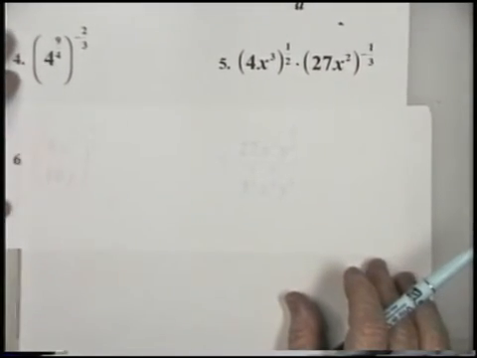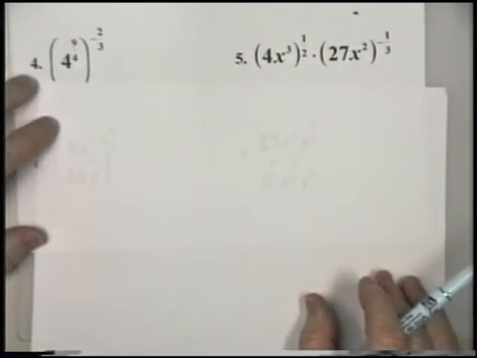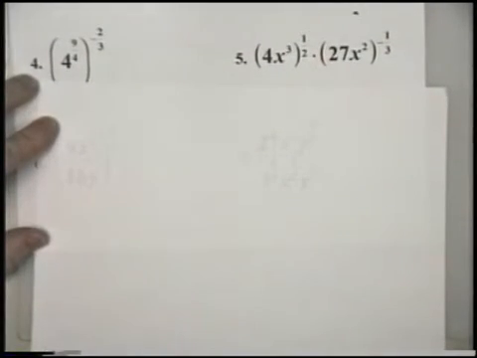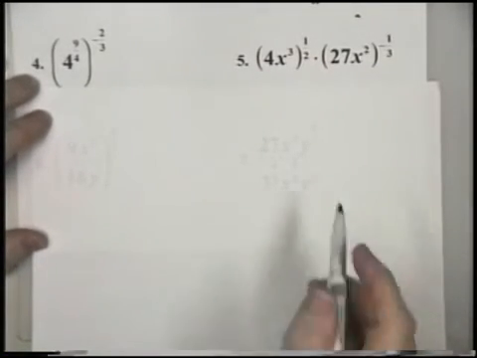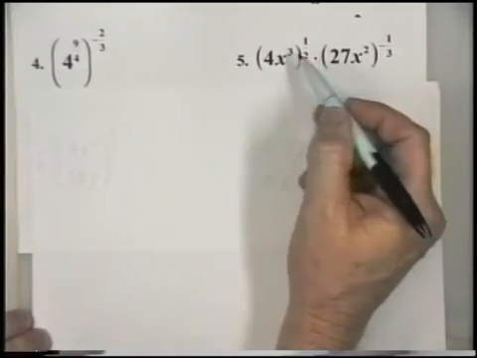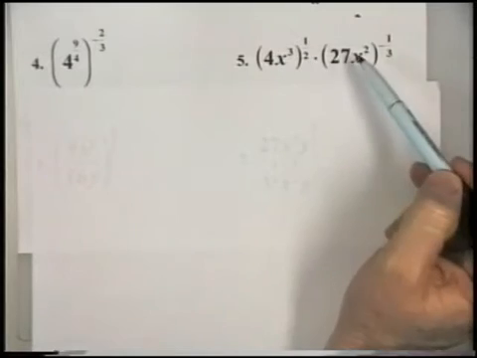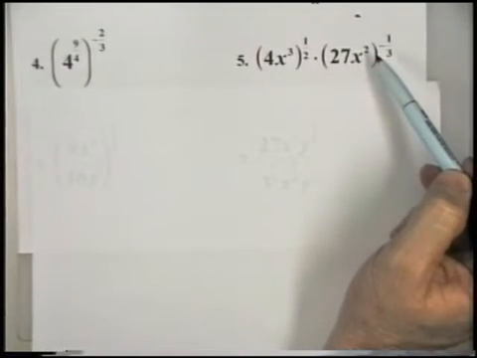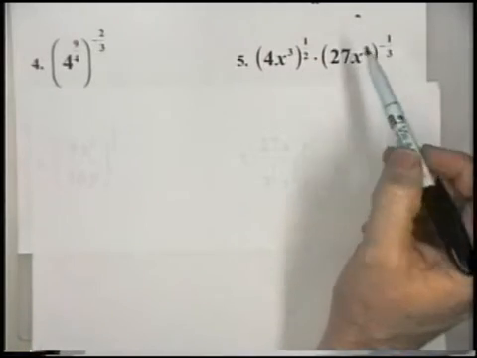4x cubed to the 1/2 power times 27x squared raised to the negative 1/3 power. Well, I've got a power of a product here, and I've got a power of a product there.